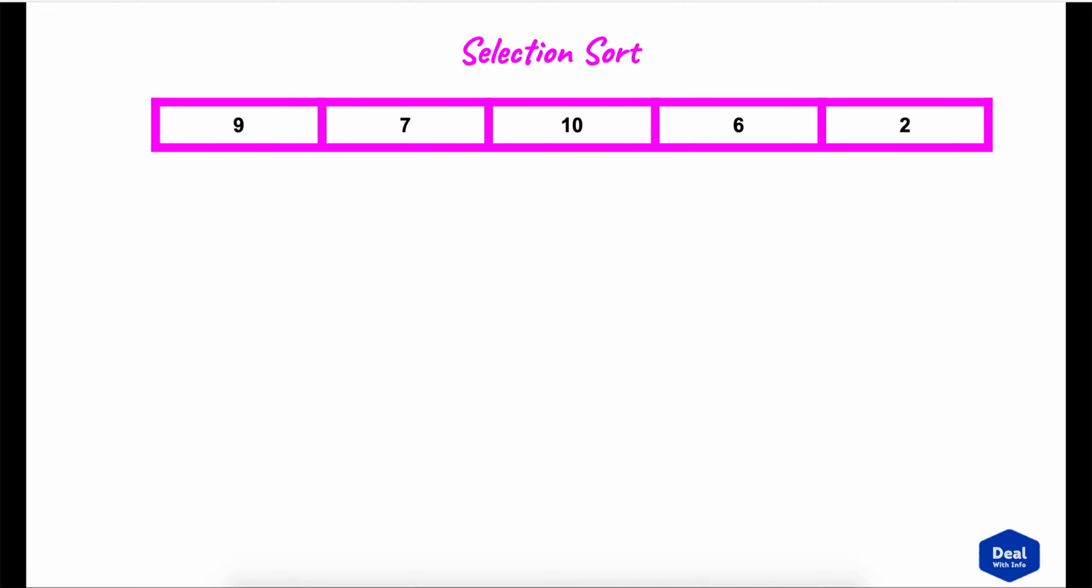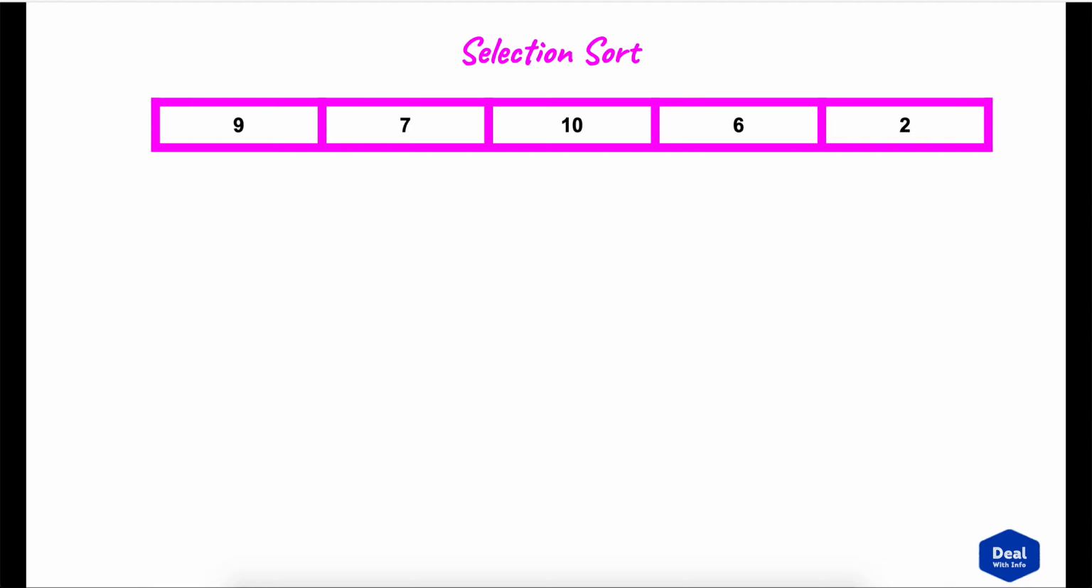So in my previous video, we discussed the bubble sort algorithm, and in this video, we are going to see how selection sort works. For that, I have taken an array of elements which is 9, 7, 10, 6 and 2. All you need to do is just sort this array in ascending order, and we are going to use selection sort to implement that.